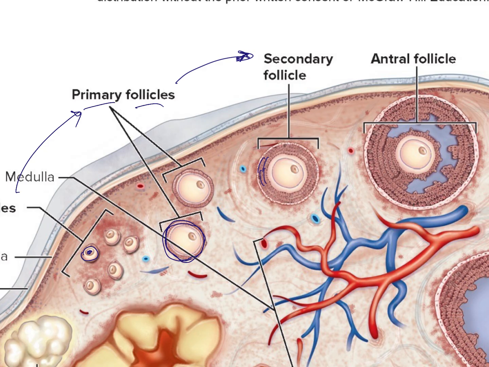Those multiple layers of cells are starting to develop. They're being exposed to hormones, and in response, they're releasing hormones. These are the cells that release estrogen. So as a follicle gets bigger, what happens to the amount of estrogen that's produced? The bigger the follicle, the more estrogen that's being released.